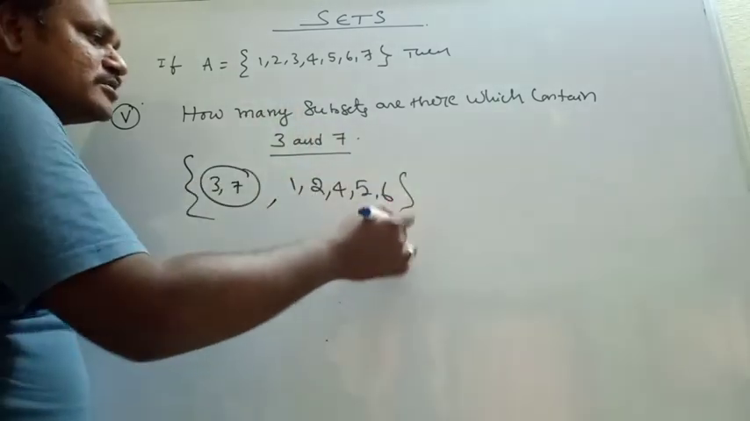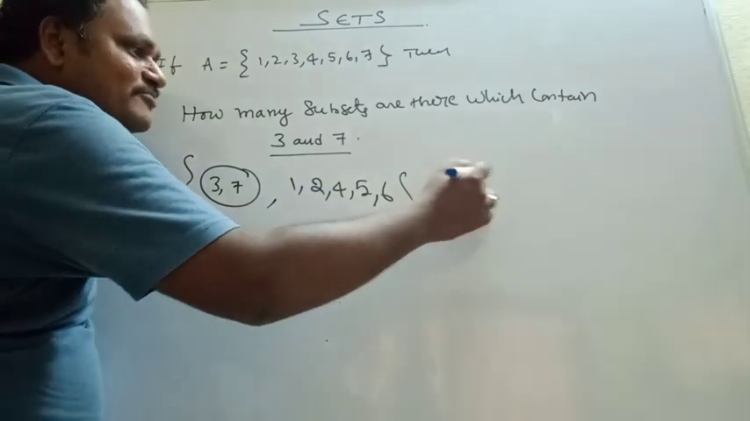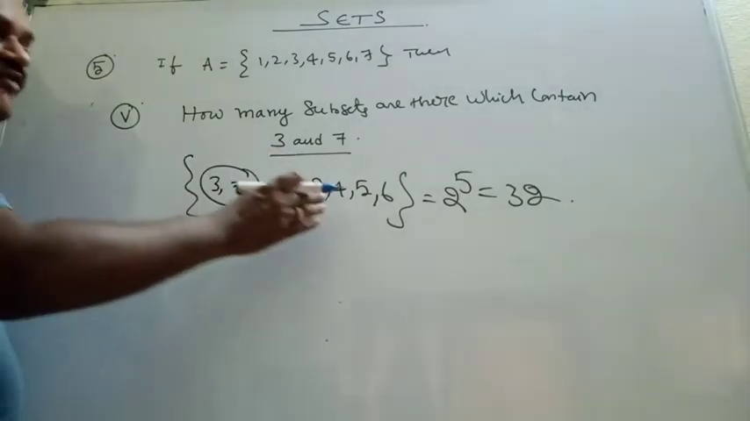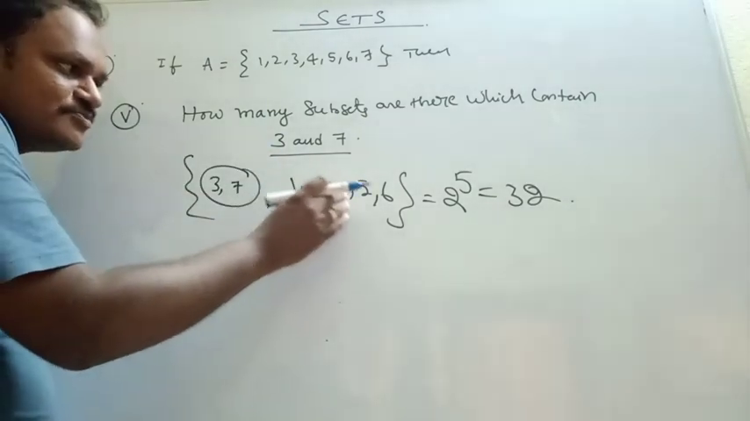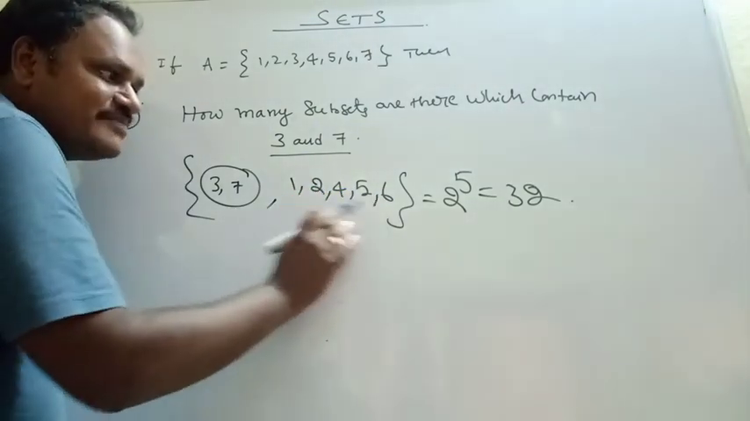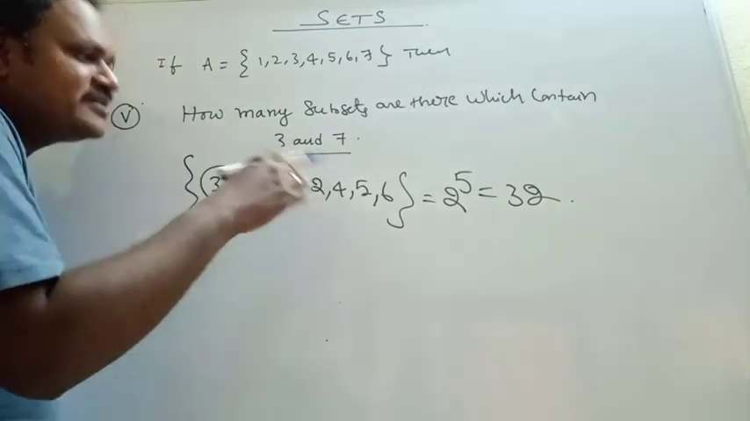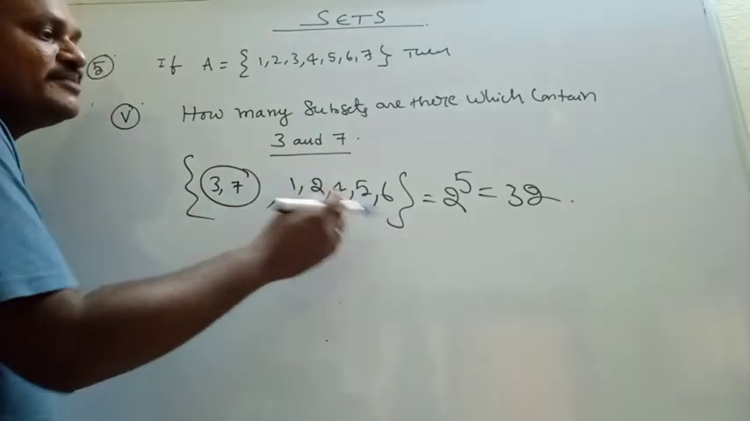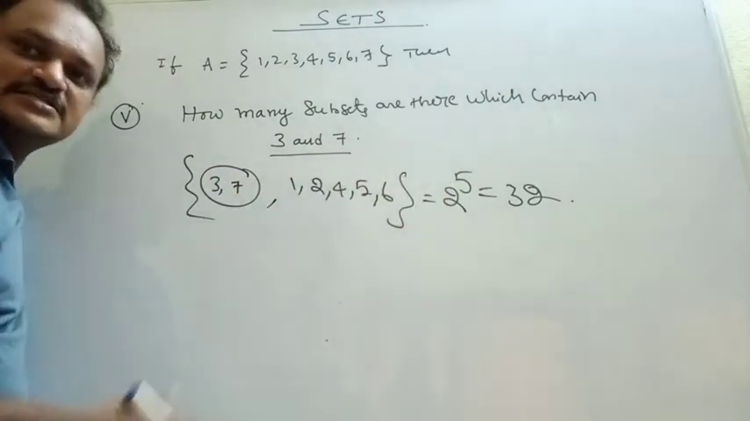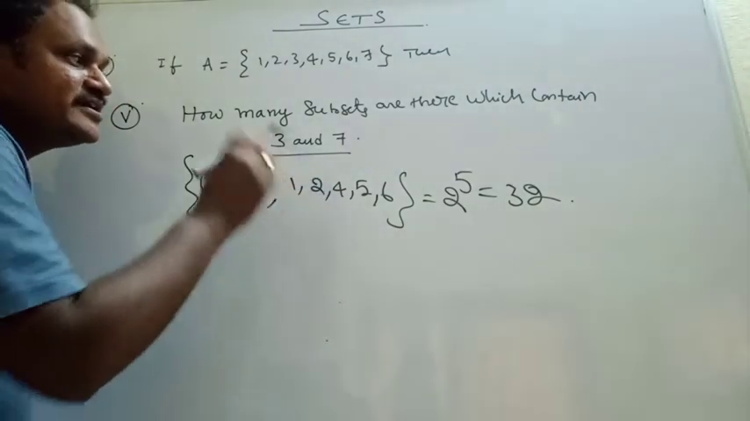Because that should contain 3 and 7, the total possible subsets with these 5 elements are nothing but 2 power 5. That is nothing but 32 is the answer, right? Because you form all different types of possible subsets with these 5 elements, my dear students, and you attach 3, 7 to that. You are just attaching 3, 7 with these 5. Therefore, 2 power 5, that means 32. You have 32 different subsets which contain 3 and 7.